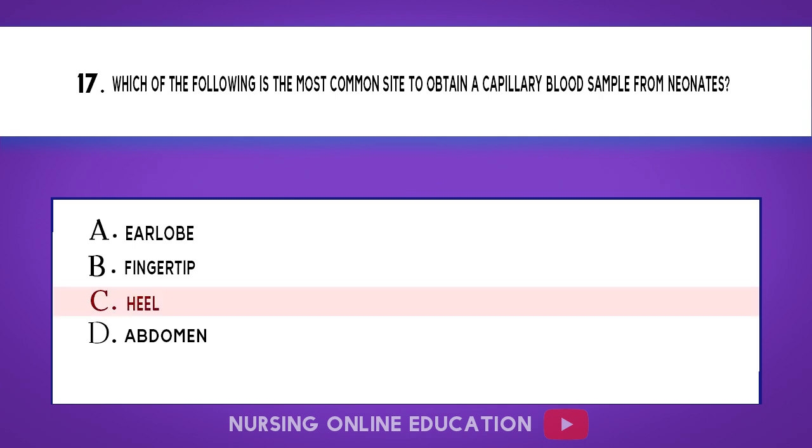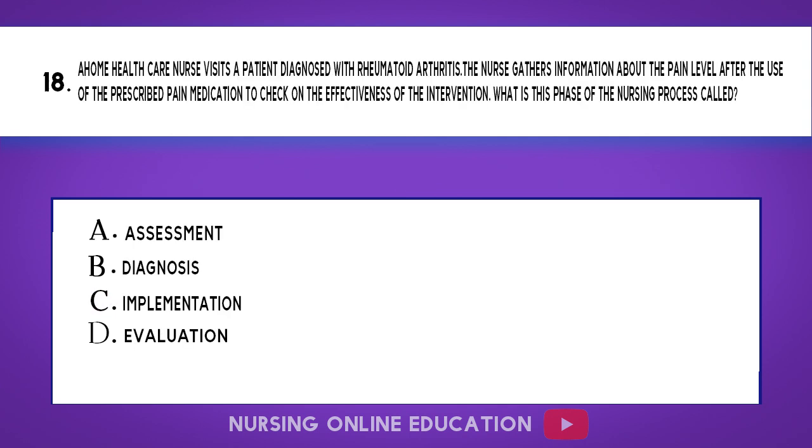The answer is option C, heel. 18. A healthcare nurse visits a patient diagnosed with rheumatoid arthritis. The nurse gathers information about the pain level after the use of the prescribed pain medication to check on the effectiveness of the intervention. What is this phase of the nursing process called? A. Assessment, B. Diagnosis, C. Implementation, D. Evaluation.